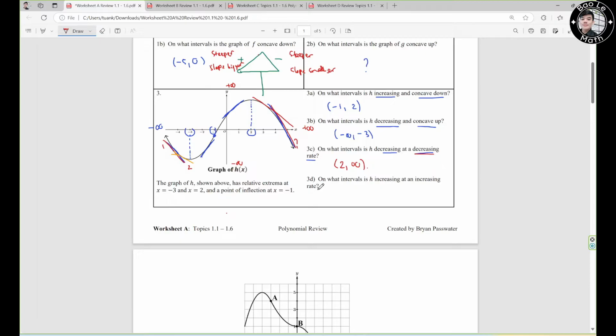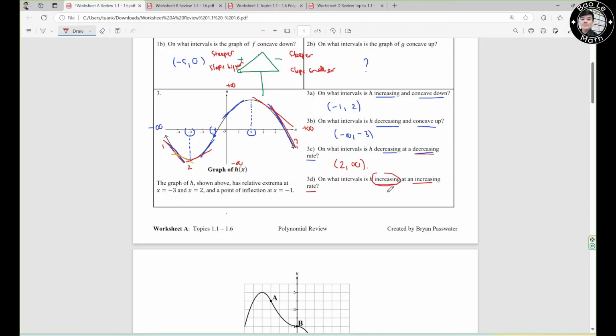Now 3D, on what intervals is h increasing at an increasing rate? Now we look at this one right here. So we have two increasing intervals right here, from negative 3 to negative 1, and from negative 1 to 2, right? So we're going to explore each of them, right? Now first one, I'm going to draw another tangent line right here. I see that the tangent lines go this way, which means the function is increasing, so I'm good with this one.